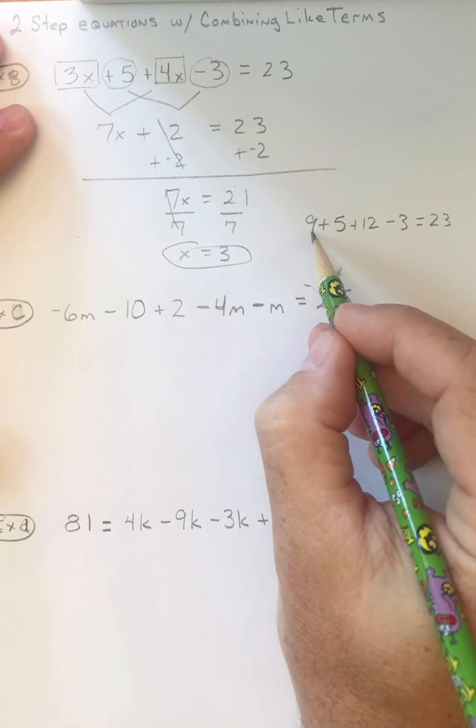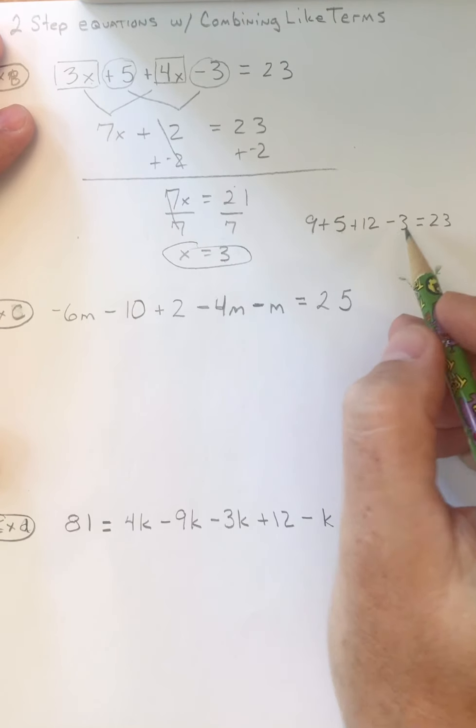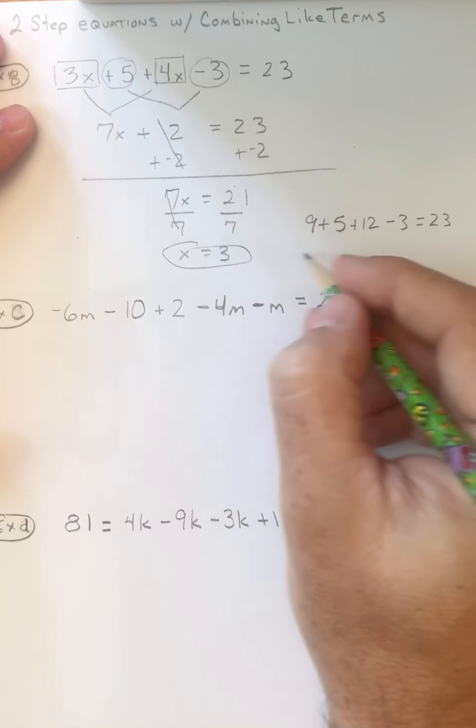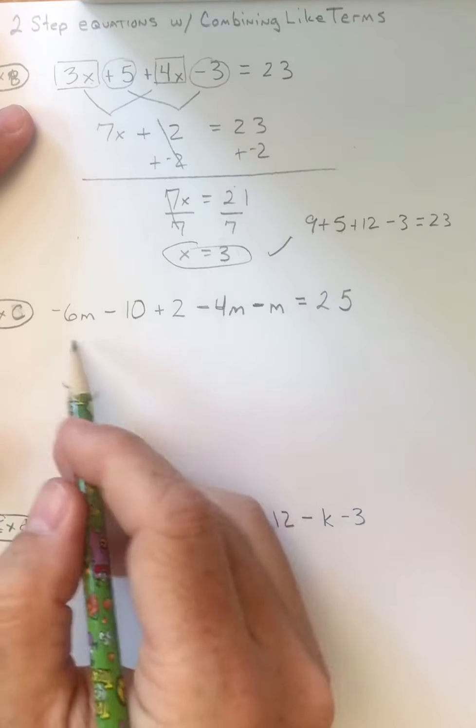Okay, so let's go. 9 plus 5, that's 14, plus 12 is 26. 26 minus 3, fortunately for us, is 23, and I know I have the right answer. Okay, you can always go back and do that. All right, let's try one.